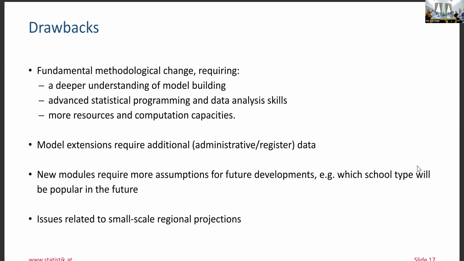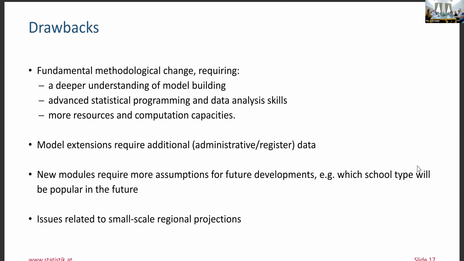Then if we want to extend the model, we need more data, because every process we simulate is data-driven. In the case of Ukraine, we did not have any administrative data, so we had to rely on survey data about what they are planning to do. Also, each new module requires additional assumptions for future developments. To give an example, we need to make assumptions about which school will be most popular, which schools parents will choose for the kids.